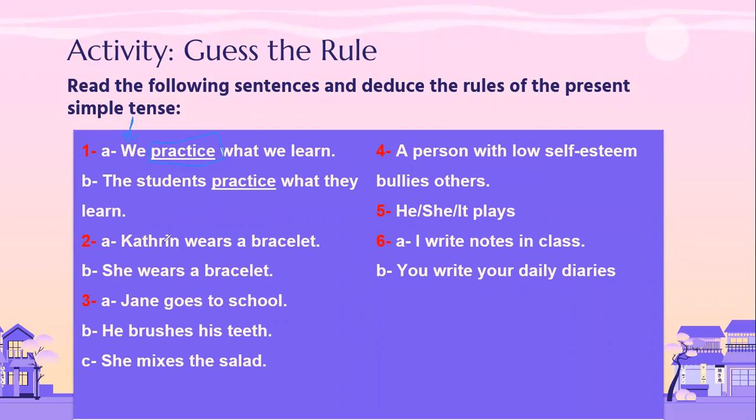Look now at number 2, Catherine. It's a she, it's a girl, so the pronoun is she. Catherine wears a bracelet or she wears a bracelet, the same verb because Catherine is a female and is singular, one person, and she is the pronoun that refers to Catherine, for example. Number 3, Jane goes to school. Jane goes. He, anyone, he brushes his teeth.